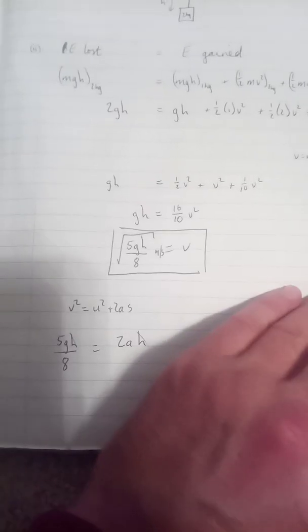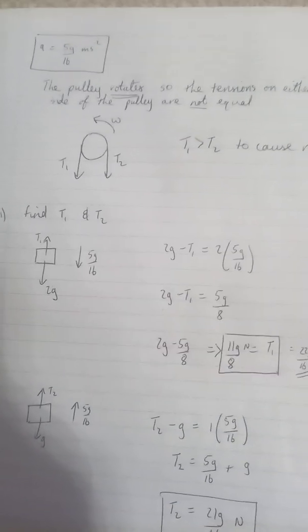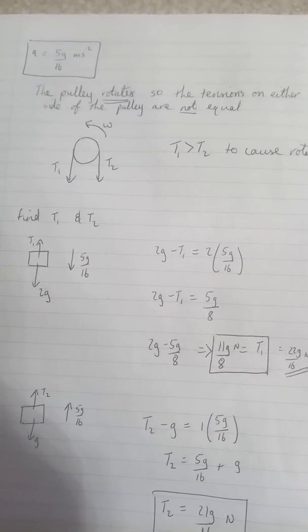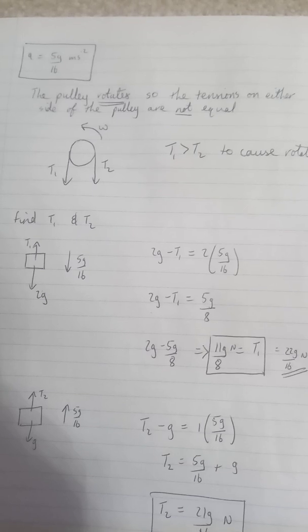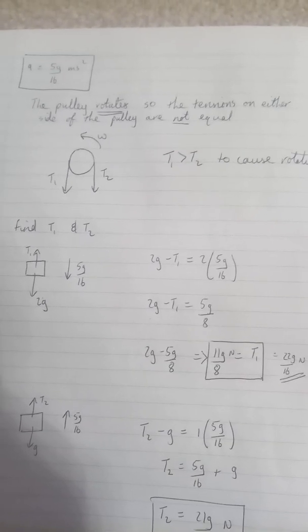The final part then is to calculate the tension in each string. So like I said, the pulley rotates as opposed to a connected particle pulley where slipping occurs without friction over the pulley. So the pulley rotates, so the tensions on either side of the pulley are not equal. And if we get an anti-clockwise rotation, T1 will have to be greater than T2. We'll show that in a moment.